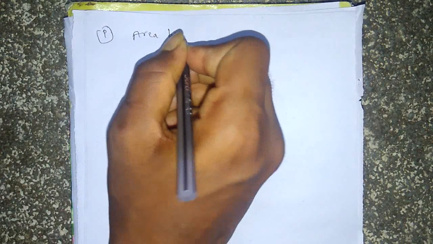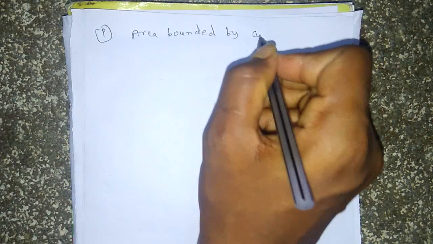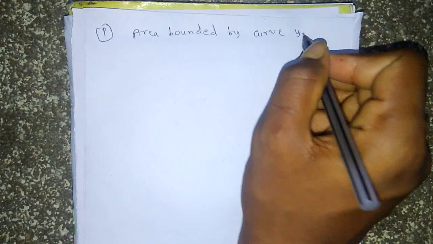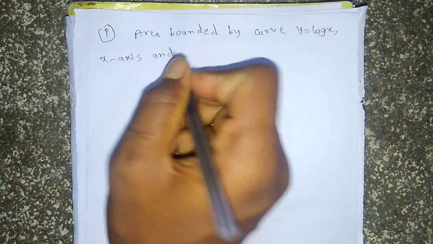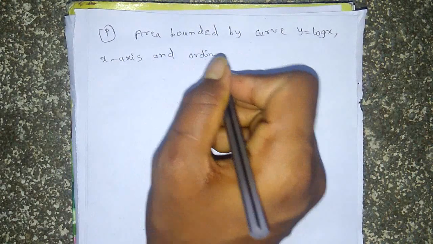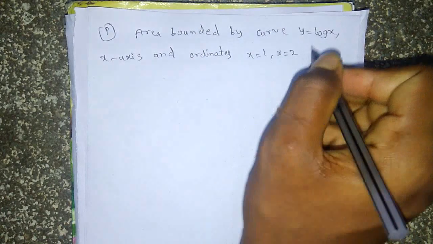Find the area bounded by the curve y is equal to log x and the x axis and the ordinates x is equal to 1, x is equal to 2.